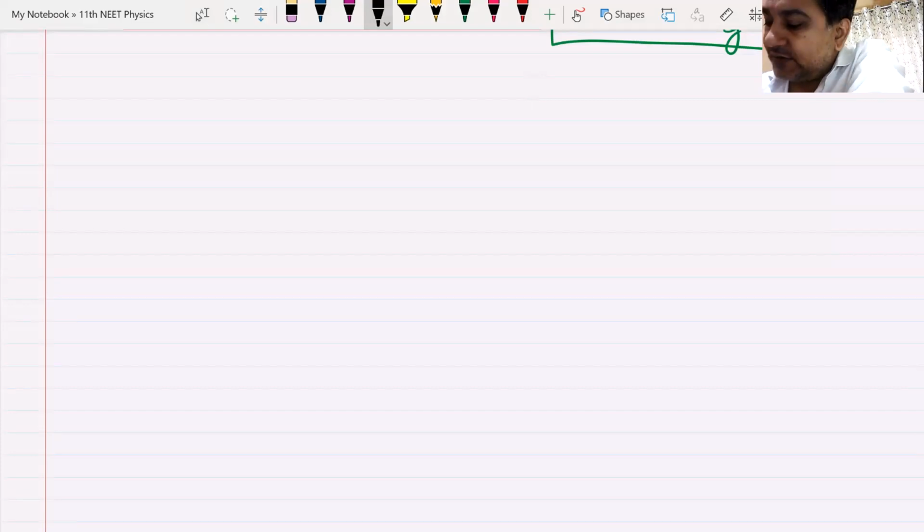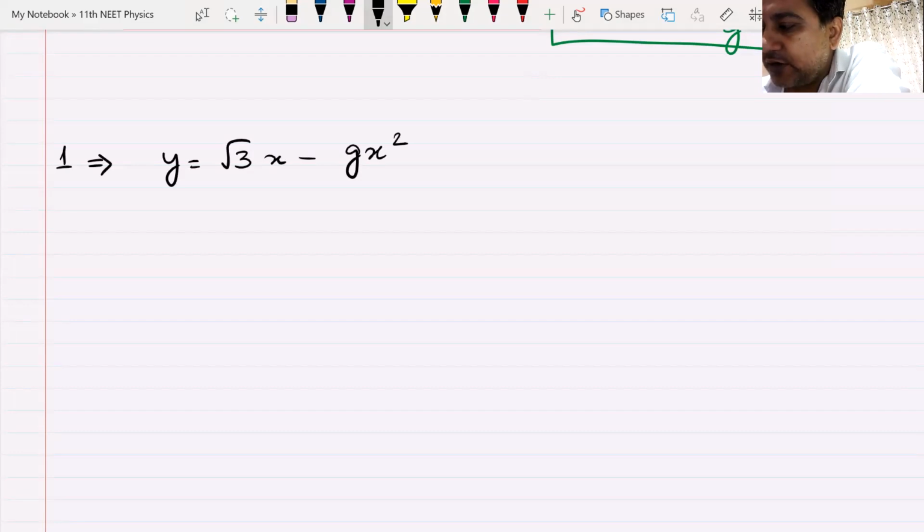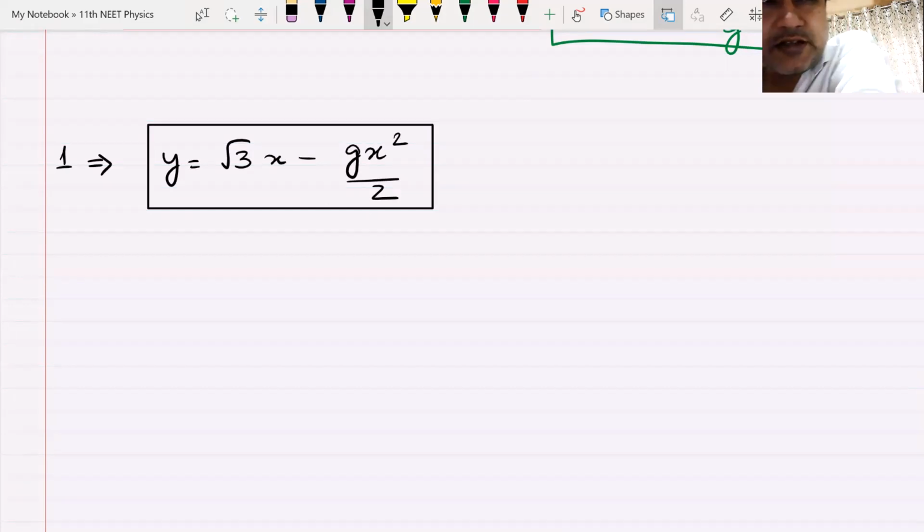So the question is problem number 1 for equation of trajectory. The equation of trajectory is given as y is equal to root 3 times x minus g x squared by 2. That is the equation of trajectory given to us. Now I can compare it with the original equation of trajectory.